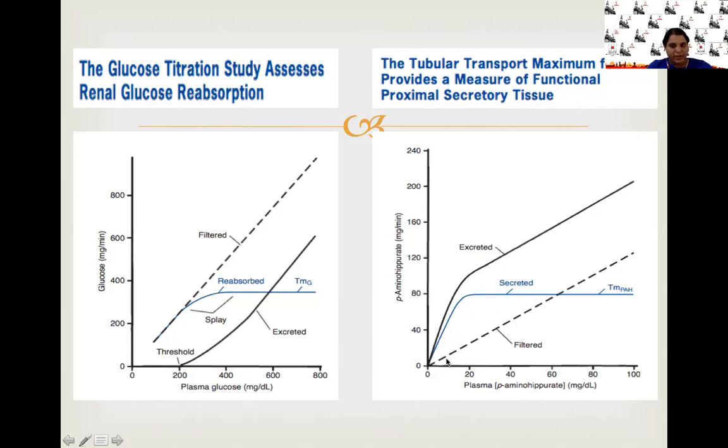PAH is secreted by the tubules. So if the content of PAH is low, it secretes. If the content of PAH in the tubular fluid is high, the secretion stabilizes. Rather, the secretory curve flattens. So by measuring how much is being secreted, that is, by measuring the tubular transport maximum, you can measure the mass of the functioning proximal secretory tubules.